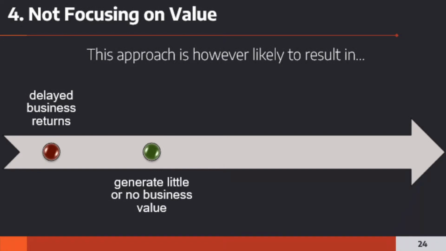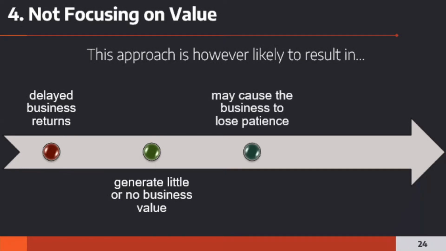Okay, so everything in business should have a value. So if I can get the data right away versus getting the data a week from now, then there's no value in that. Okay. Also, automating a system or a process without focusing on its value may cause the business to lose patience. Alright, so that's also another thing that you need to watch out for.